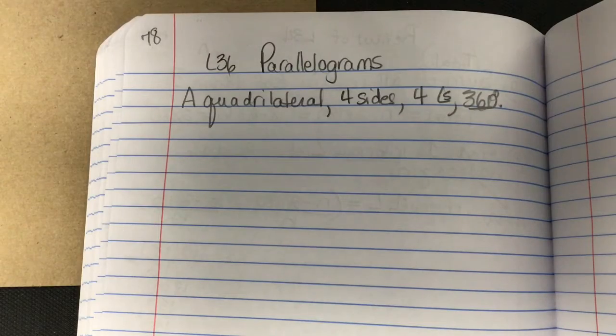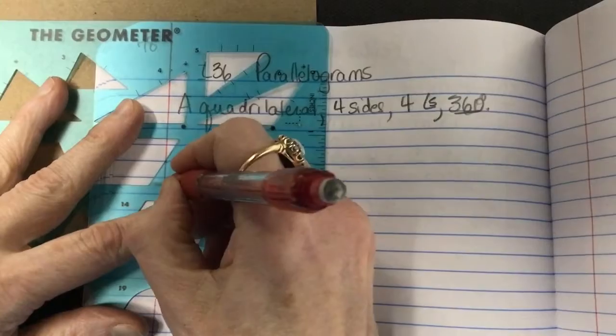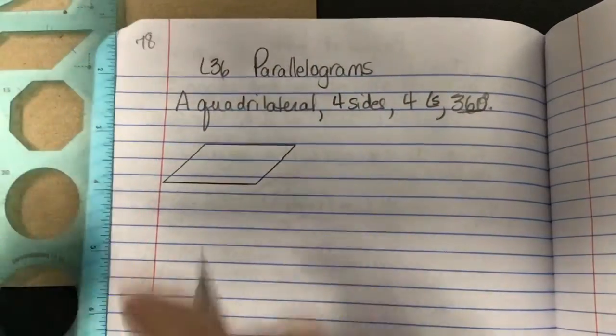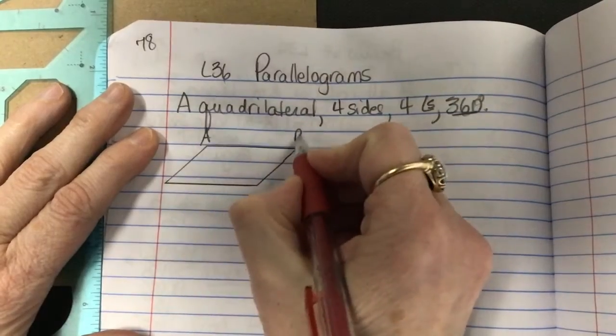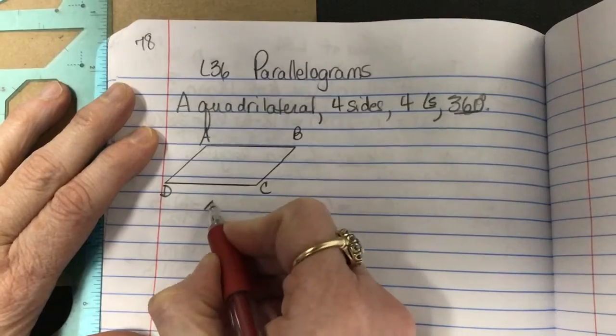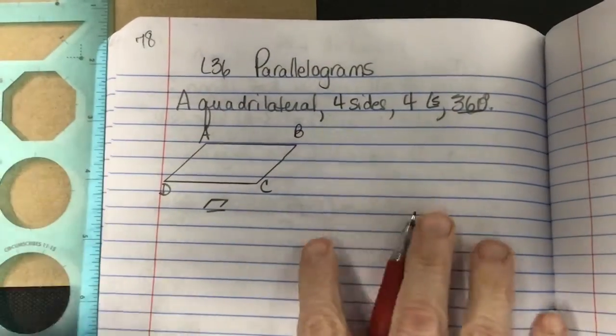Okay, so we're going to draw that. And we're going to call it parallelogram A, B, C, D. And you can write them like this. You can do a little parallelogram.